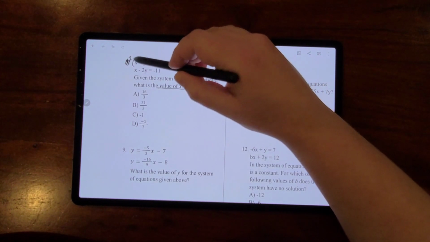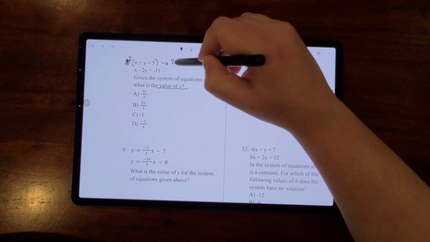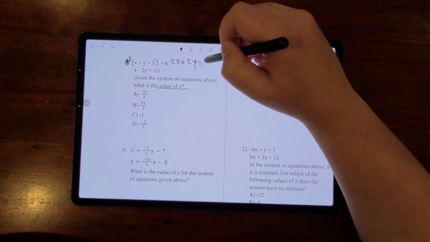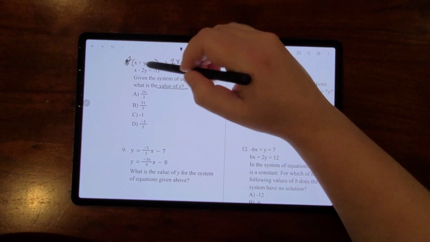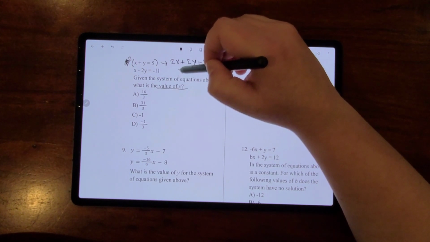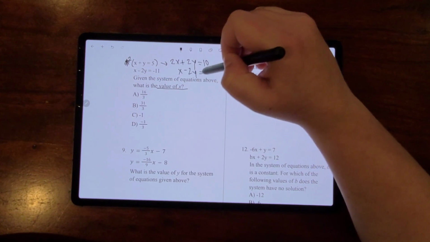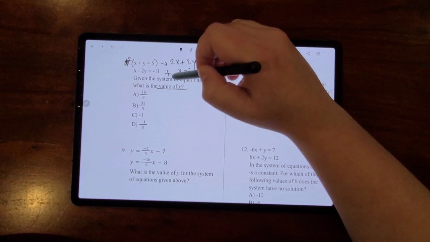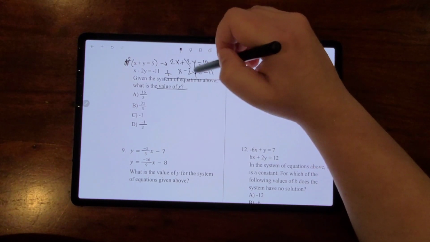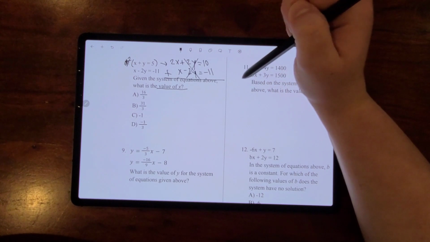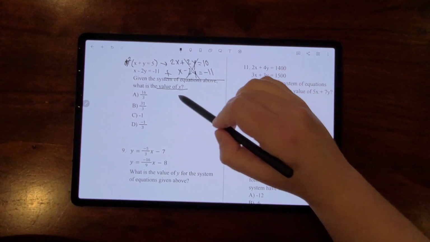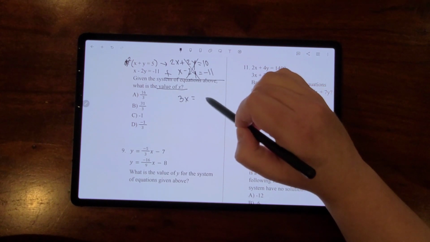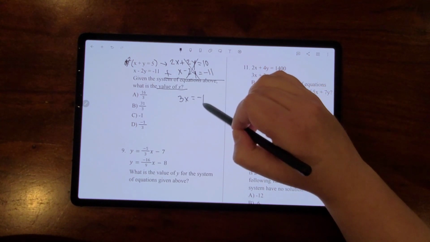So this equation right here, if I multiply it by 2, I'm going to get 2x plus 2y is equal to 10. Now, on the bottom, I'm going to keep my whole equation the same. And I'm going to add these equations together, because if I do that, I see that these nicely eliminate or cancel out. So then 2x plus x is 3x. 10 plus negative 11 is going to be negative 1.